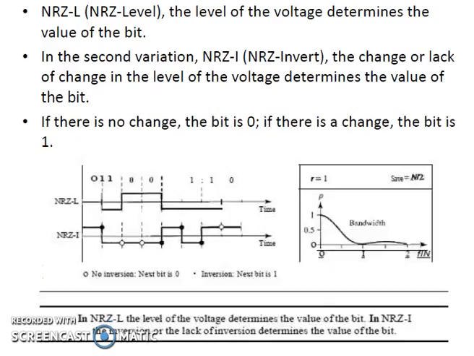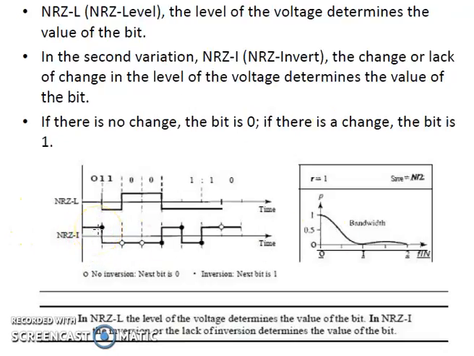Now coming to NRZ-L, the level of voltage determines the value of the bit. Whereas in NRZ-I, the change or lack of change in the level of voltage determines the value of the bit. If there is no change, the bit is 0. If there is change, the bit is 1. That is what is given here.